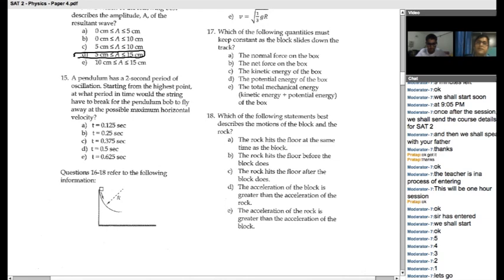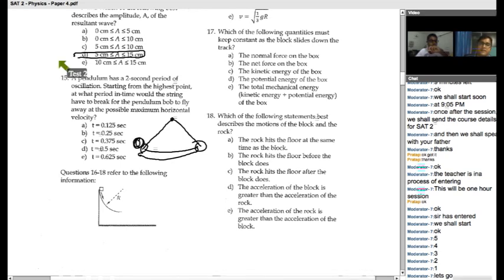Okay, a pendulum has 2 seconds of time period. That is, if the pendulum starts from here, goes to this side and then comes back in 2 seconds, starting from the highest point. This is the highest point. At what point in time would the string have to break for the pendulum bob to fly away at the maximum possible horizontal velocity?